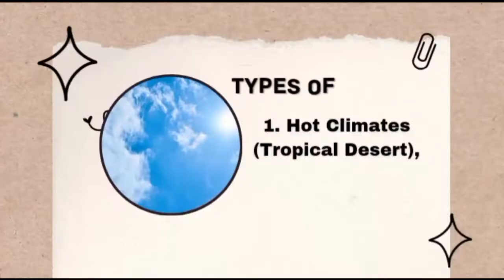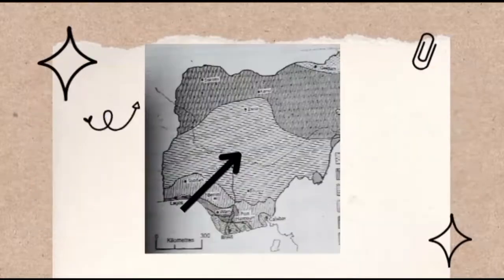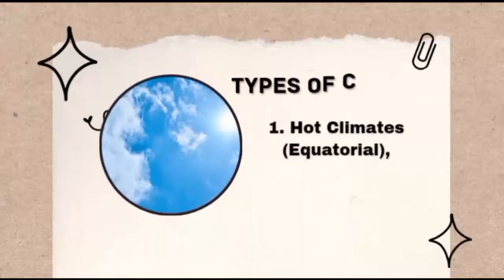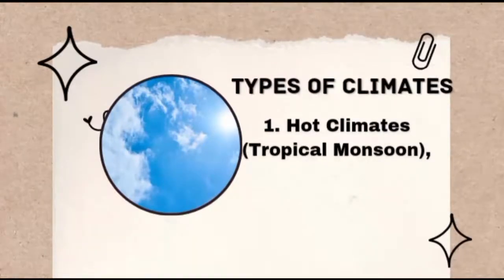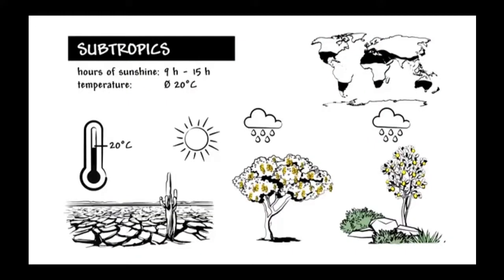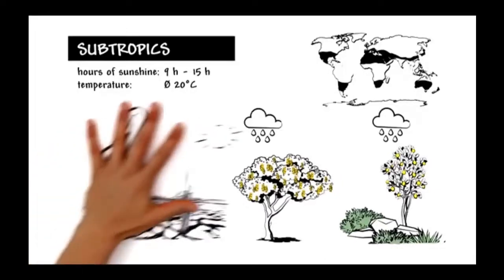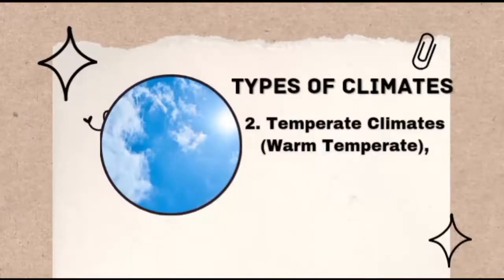So, what are the climatic belts in the world that we have globally? First, we have hot climates, which can either be tropical or subtropical. So, the tropical climates that we have are the equatorial climate, monsoon climate, as well as the continental or Sudan type of climate.